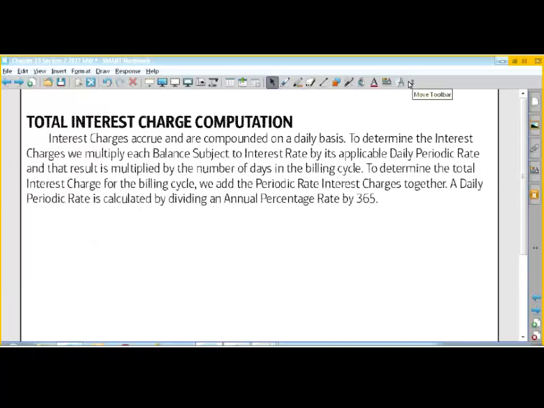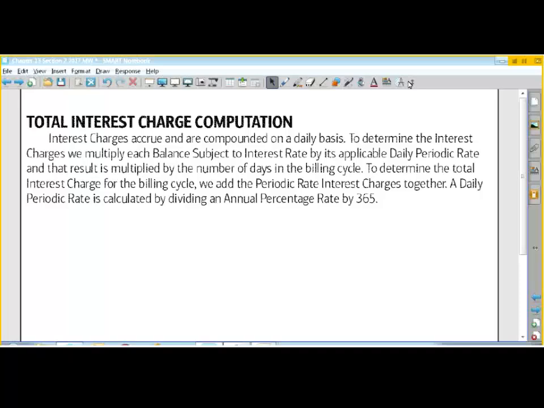This is from my last month's credit. So in the fine print, it says the interest charges accrue and are compounded on a daily basis. To determine the interest charges, we multiply each balance subject to interest rate by its applicable daily periodic rate. So what that means is they're going to charge you on a daily basis, and they take the yearly interest rate and divide by the number of days in the year. So if your interest rate's 10%, your daily rate is 10% divided by 365. That's your daily rate. Okay.